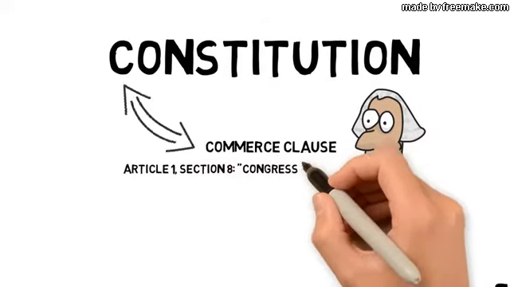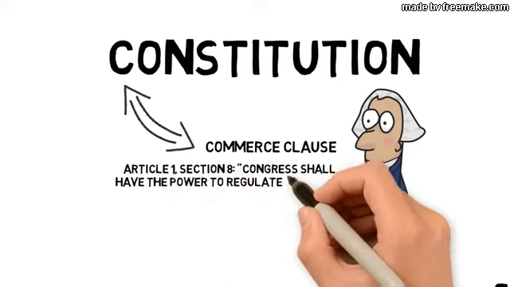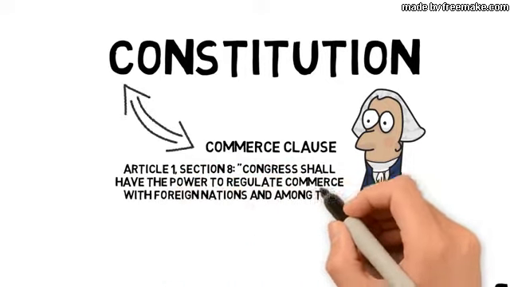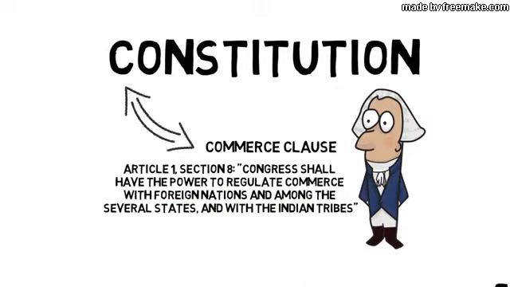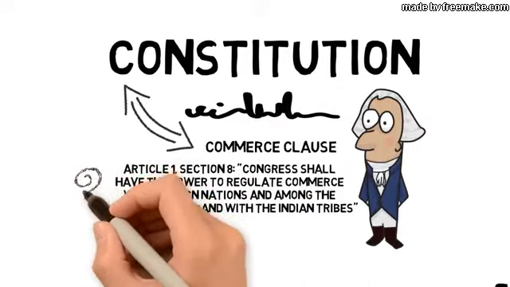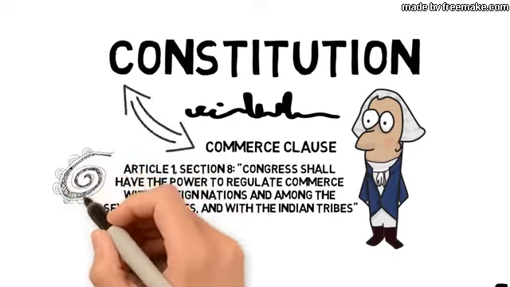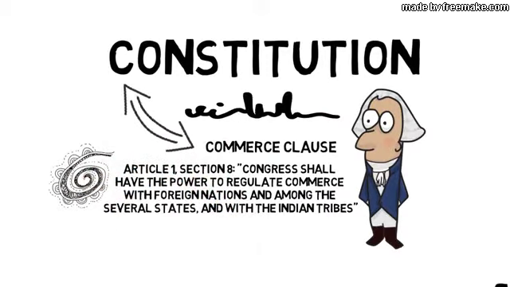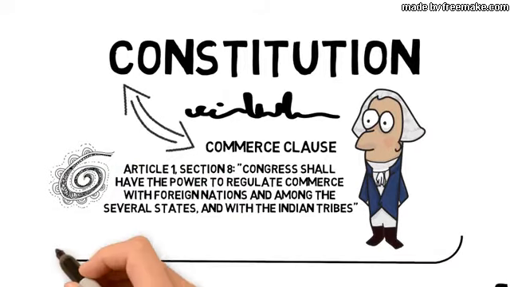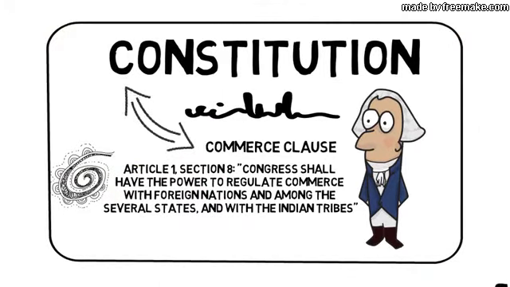In Article 1, Section 8, the Constitution states that Congress shall have the power to regulate commerce with foreign nations and among the several states, and with the Indian tribes. This clause therefore establishes tribal nations as sovereign governments separate from the United States. That is why the United States engaged in treaty-making with tribal nations, an act that acknowledges their sovereignty.